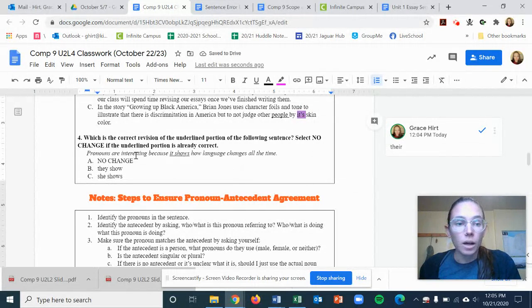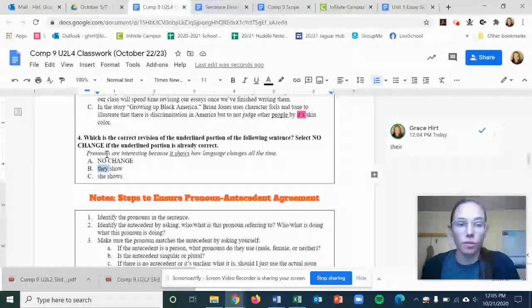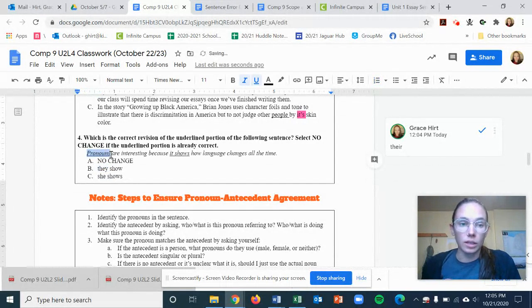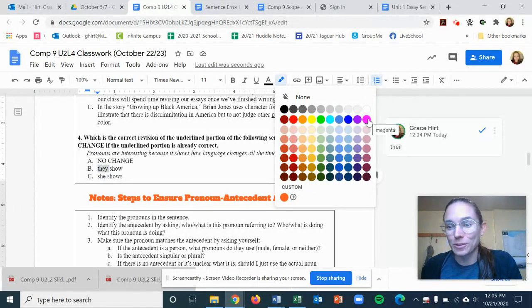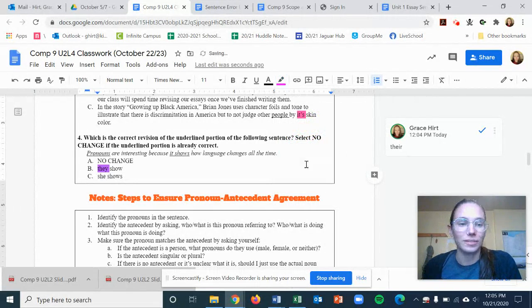Okay. Finally, do number 4. All right. So instead of it shows, pronouns are interesting because they show how language changes all the time, right? We're talking about the pronouns, so pronouns is the antecedent. The pronoun that we would use to replace pronouns would be they.